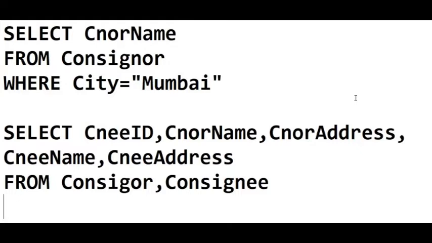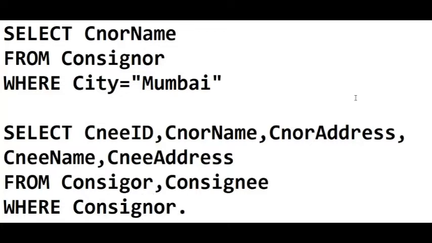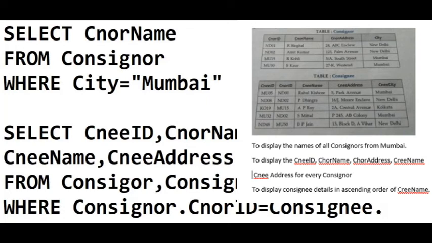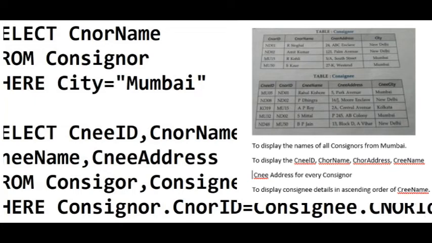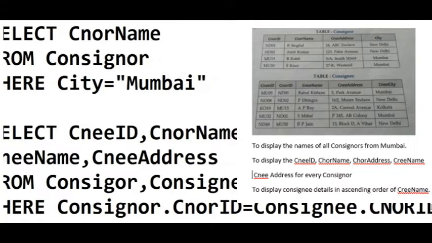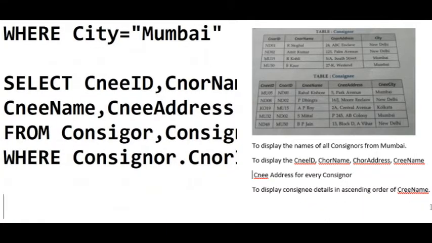Now what do you mean by every consign? Means wherever the value is equal to the desired one. Now how can we check the value? Because the CNOR ID was equal to the ID that was given in the other table, CNOR ID. So what I will write over here is where CONSIGNOR dot CNOR ID is equal to CONSIGNEE dot CNOR ID. Accordingly, when I use this, the result will be displayed to me, that is the name, address, everything, as soon as I write this query.